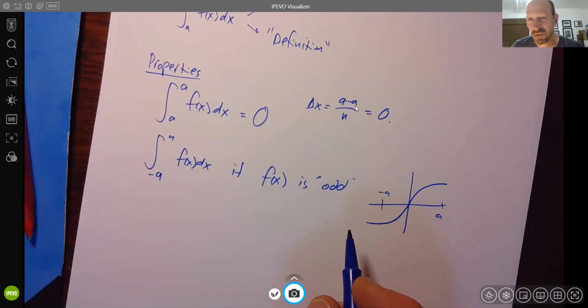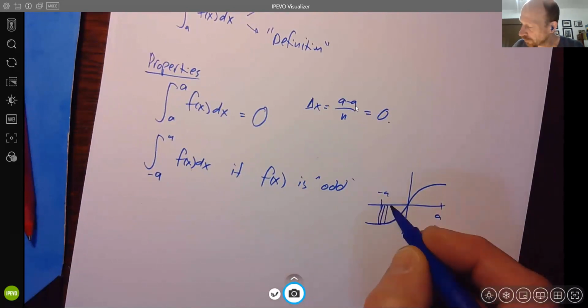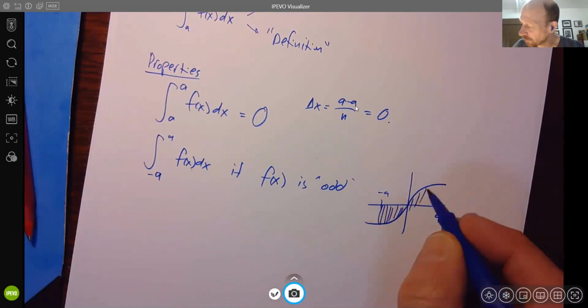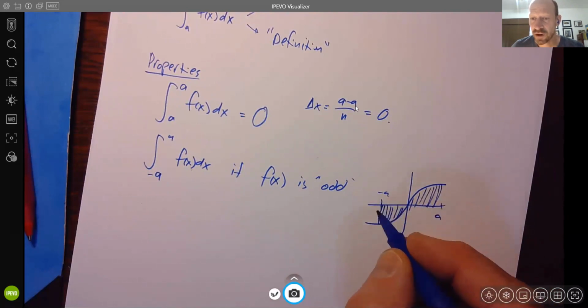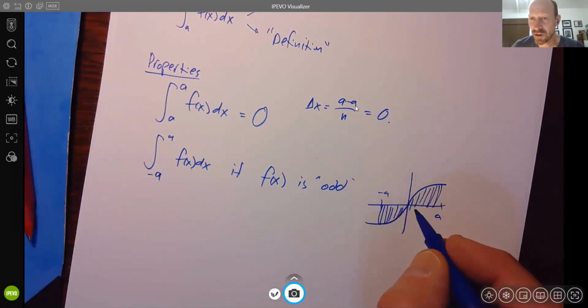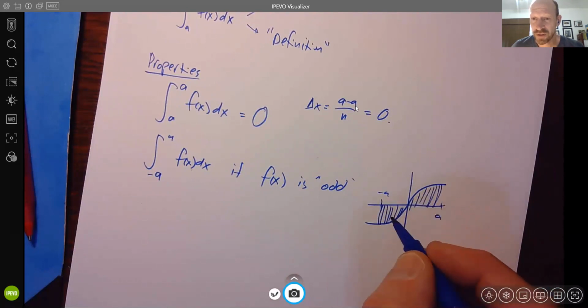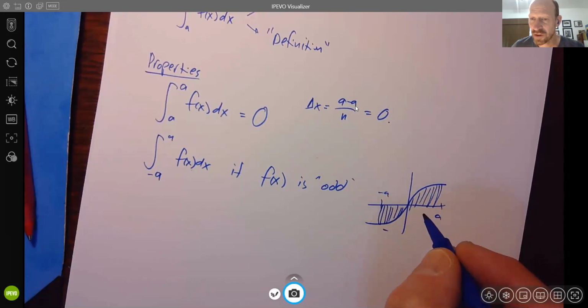And again, this is kind of thinking about it both ways at the same time, I guess, right? The definition and area. I'm going to add up all of these rectangles, and I'm going to add up all of these rectangles. And because it's odd, it's symmetric. So this area is exactly the same as this area. But because this area is below the x-axis, this is negative, and this area is positive.